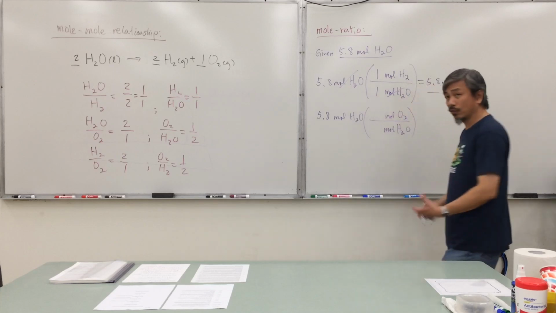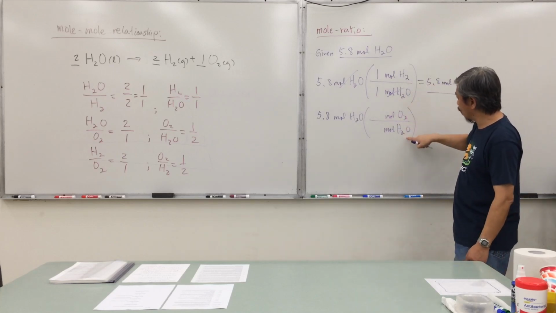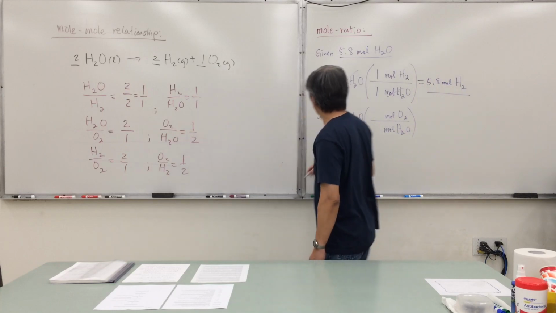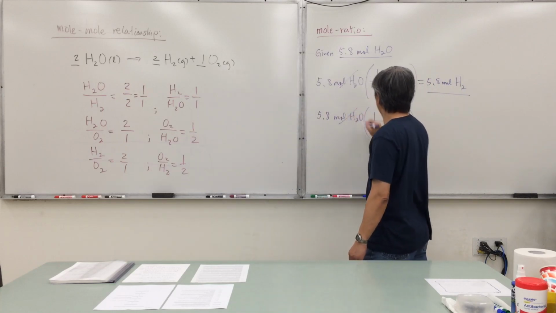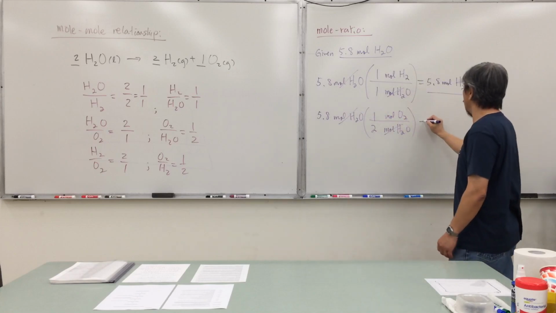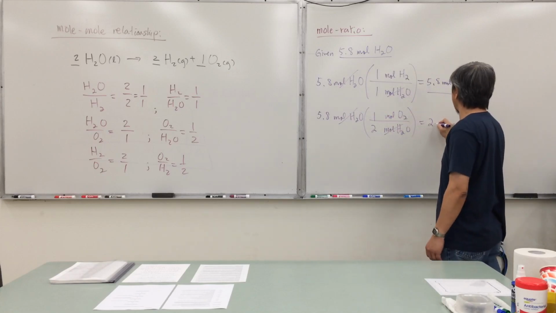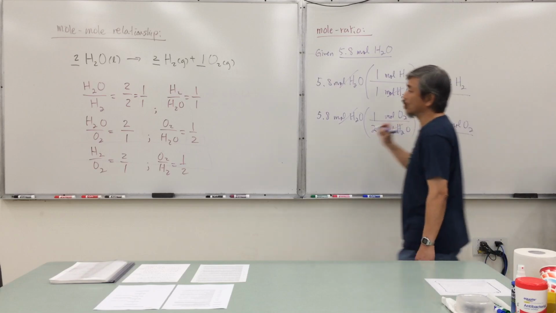So now I look for a different ratio. Here, O2 over H2O. That's this one over here, O2 over H2O. Now I have a 1 to 2 ratio. That goes away, giving me just the moles of O2. And guess what? I end up with my 2.9 moles of O2 once again.